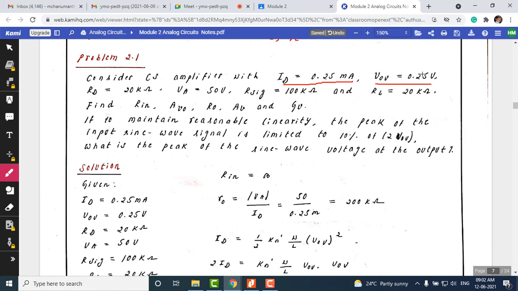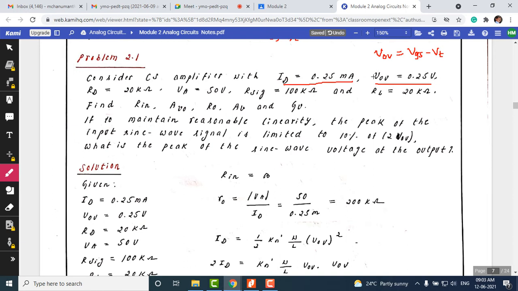What is overdrive voltage? If you look at our fundamentals of MOSFET, overdrive voltage is nothing but VGS minus VT. VOV is nothing but VGS minus VT. This is called overdrive voltage. We denote this with a simple notation, VOV, which we call the overdrive voltage. The excess voltage to drive the MOSFET is called overdrive voltage. So in this problem, it is given as 0.25 volts.